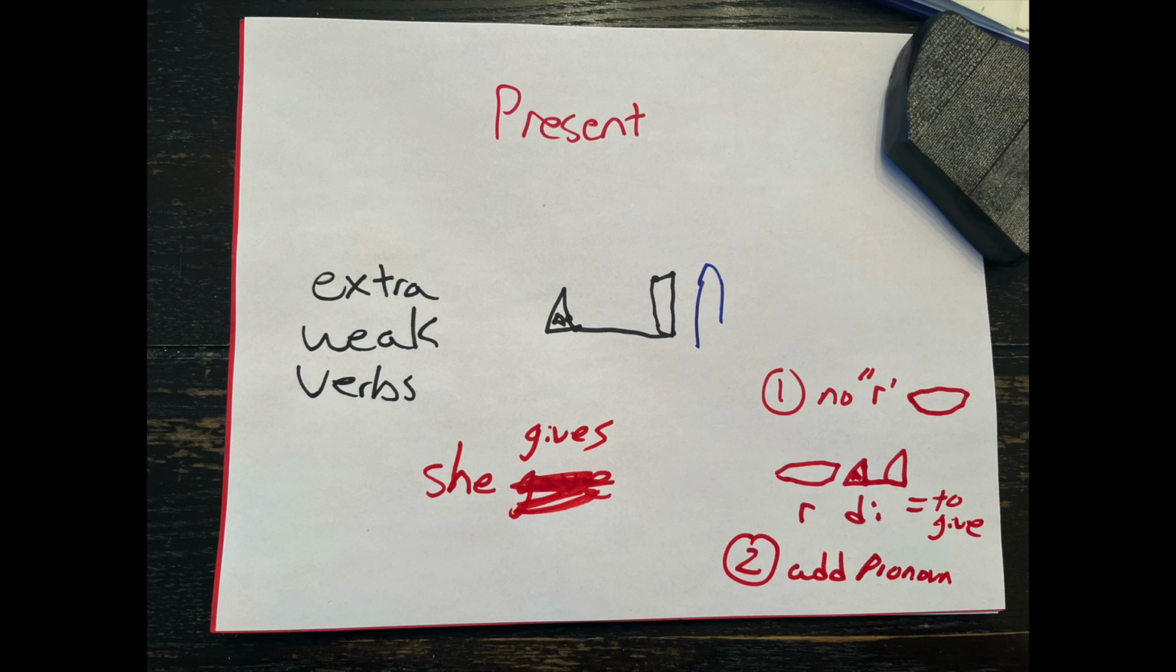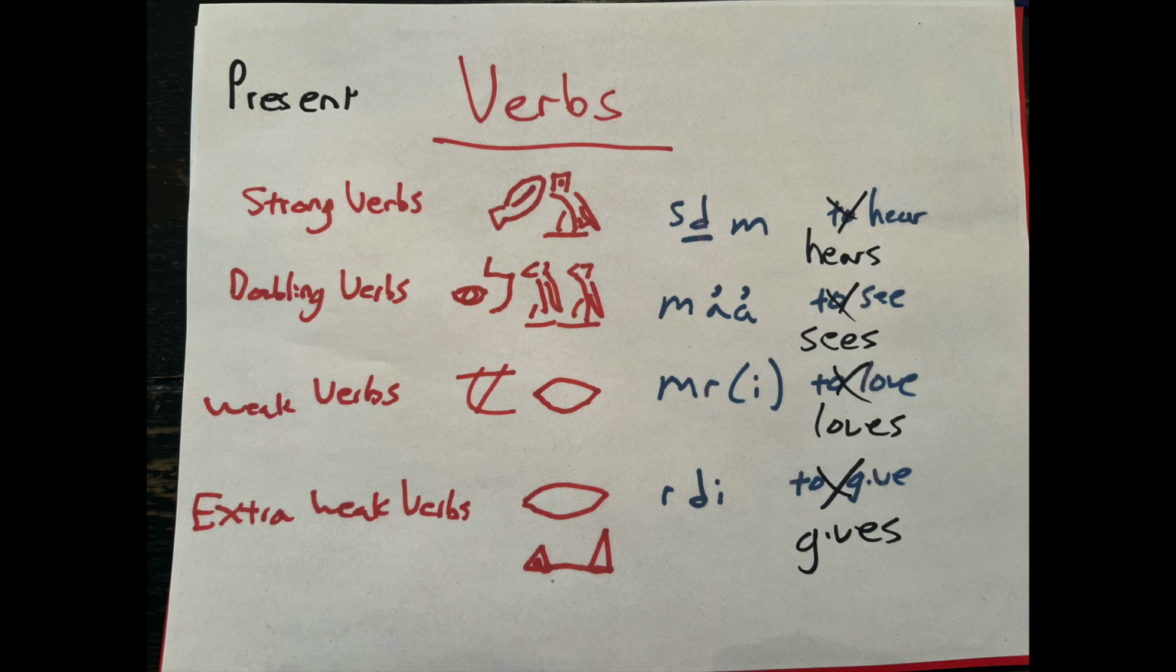So here we have she gives. The verb radi, normally spelled with an R, in the present tense, an extra weak verb. If it happens to start with an R, you'll lose the R. Otherwise, it's just as is, and there's again no T, like there is in the infinitive form.